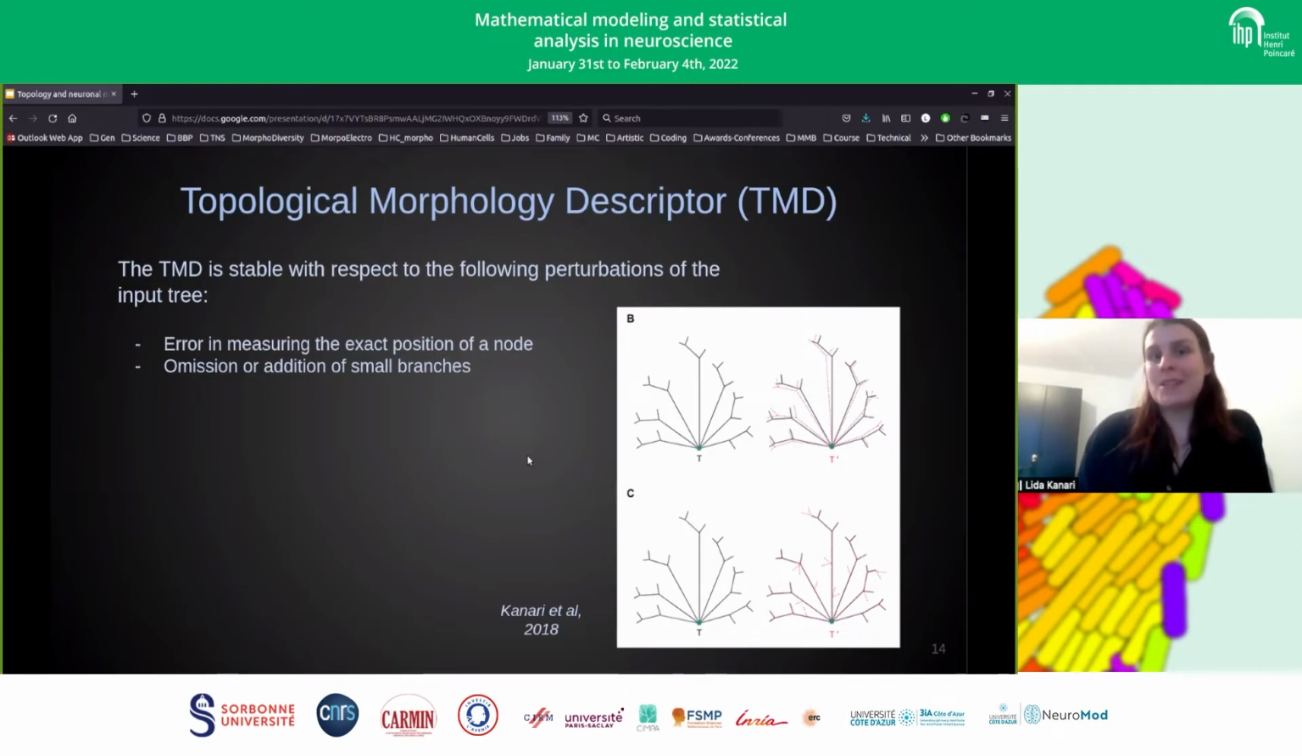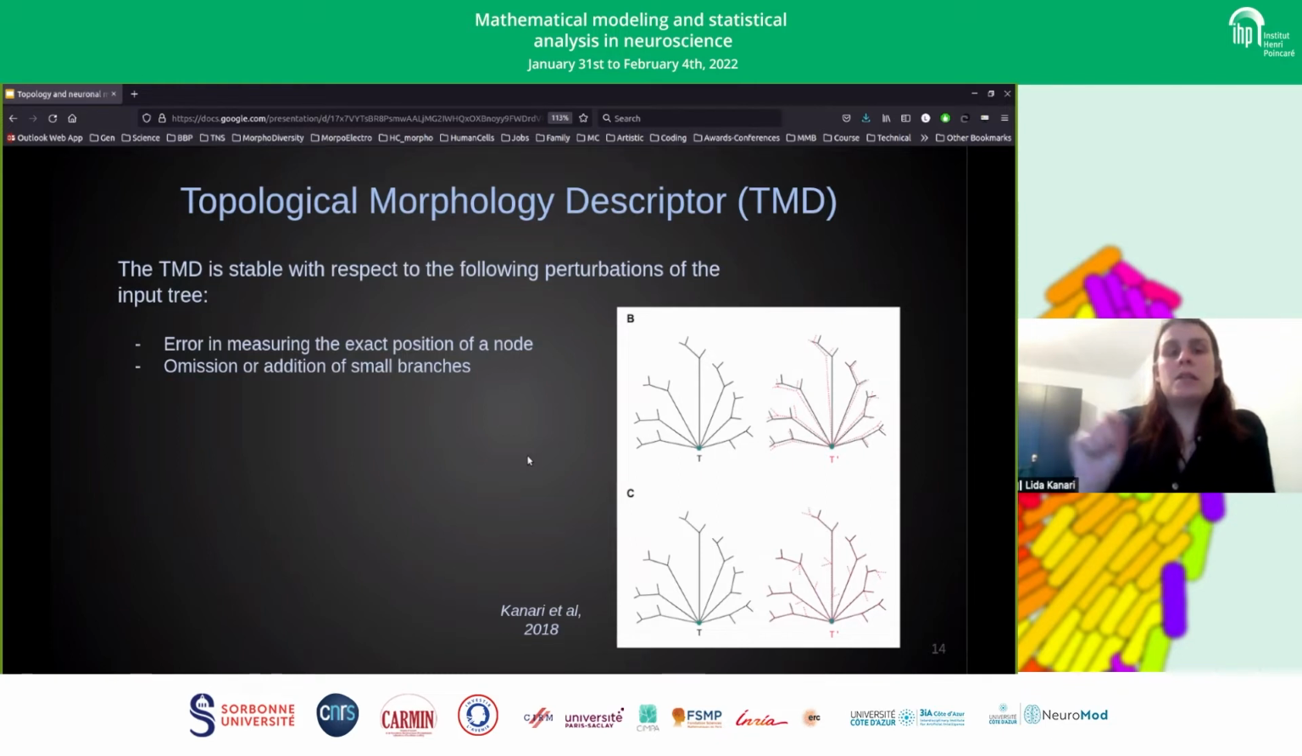Now, if you'd allow me to go a little bit into the mathematics, we call it the topological neural morphology descriptor, so we'll refer to it as the TMD from now on. And we wanted to prove that the TMD is stable with respect to some perturbations. These perturbations are motivated by the errors that we see in the experimental procedures.